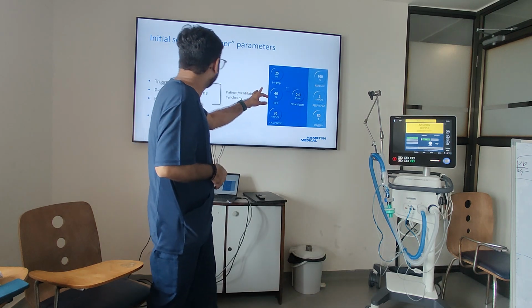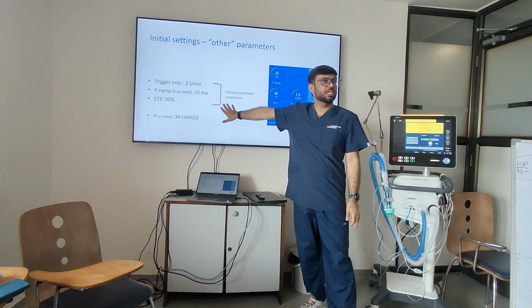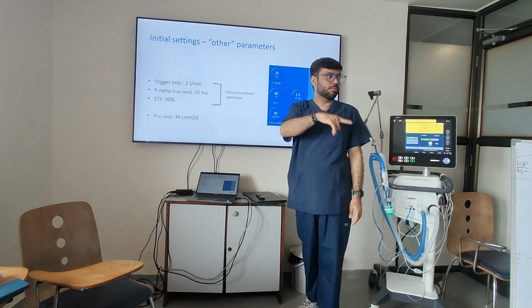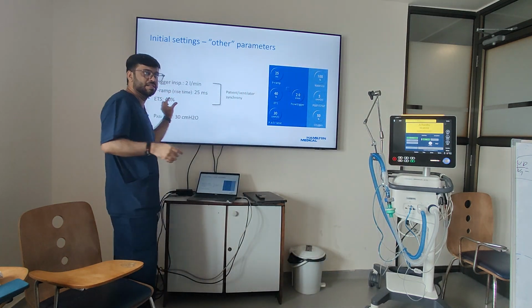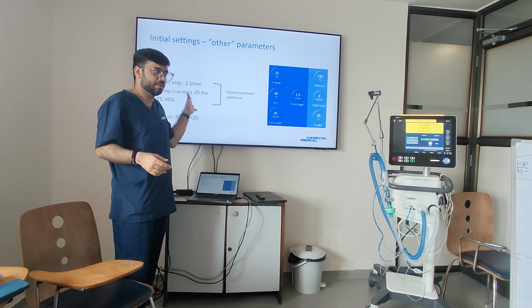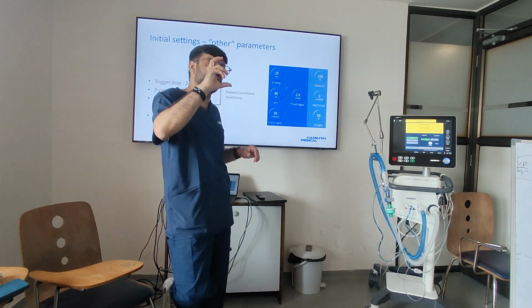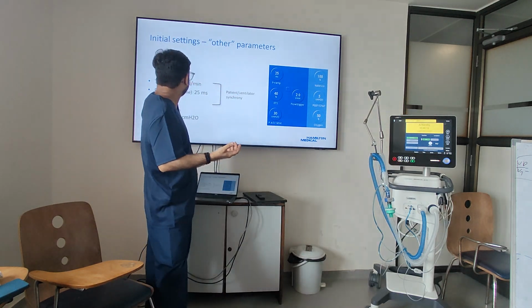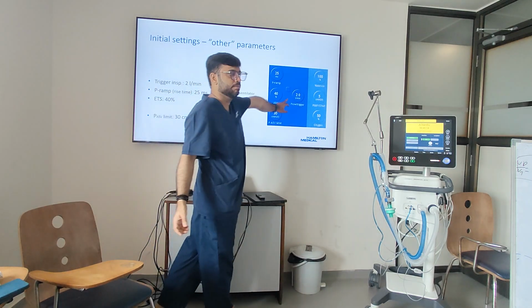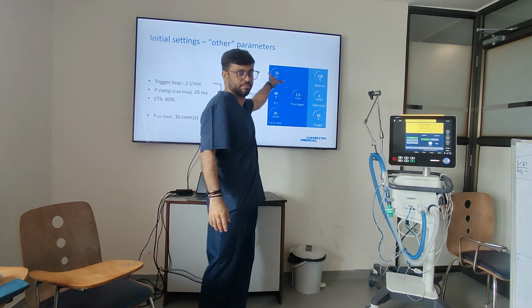Now these three are the main parameters, and you're asking about the additional parameters. Sir said about ETS, which is your expected trigger sensitivity for your cycling, which is normally set between 30 to 50%. So 40% is the default set on this, but you can increase it if you want to enhance your cycling and synchronization. Similarly, your trigger is the same as other machines. You can adjust your flow trigger accordingly, and your ramp is your rise time.